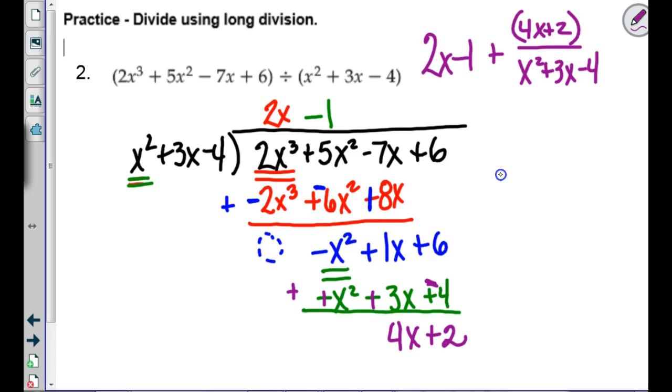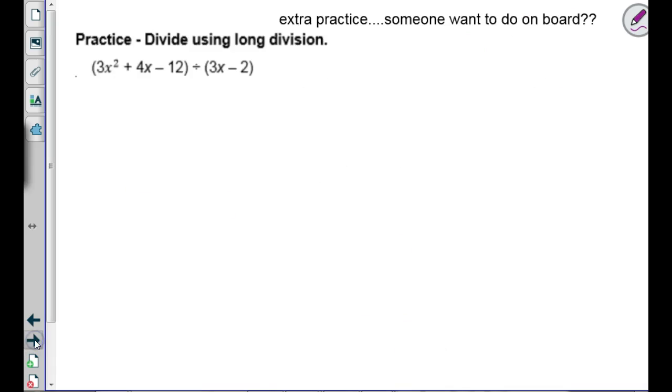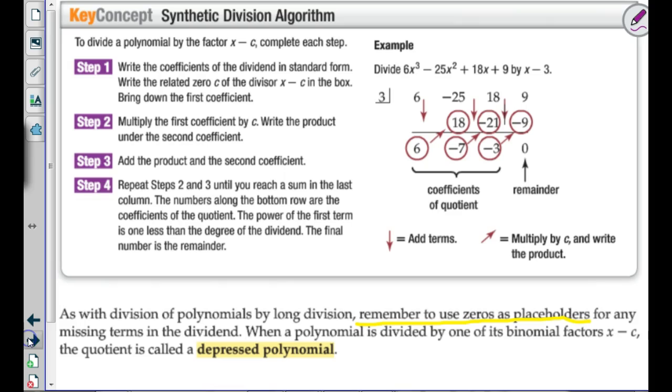So if we wanted to check, we'd have a big old mess, right? We'd have to multiply these two together and then add this to our answer. All right. This is extra practice. How about we do that one for a warm-up tomorrow? Does that sound okay? Let's go and talk about synthetic division quick.